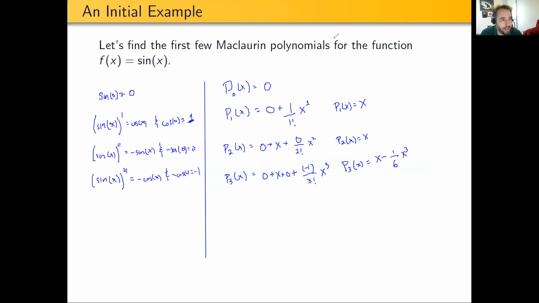And so we end up getting these results for our first several Taylor polynomials. P sub 1 of x equals x, and P sub 3 of x, the next new nonzero one, is x minus 1/6 x cubed. And so these are the Taylor polynomials that we begin to see.